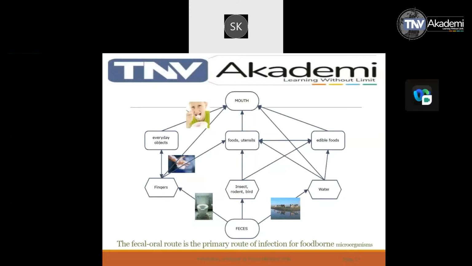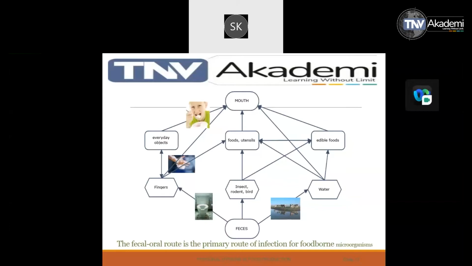The fecal-oral route is the primary route of infection for foodborne microorganisms. For example, when you take any type of food into your mouth, like homemade food, outside food, or packaged food, if there is any bypass of contamination, if you are not washing your hands, if you are not following the policies of GMP and personal hygiene, then there will be a number of chances of contamination.